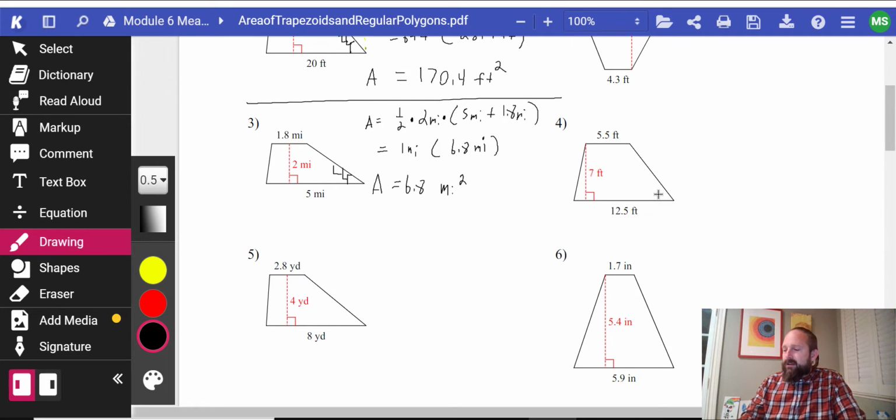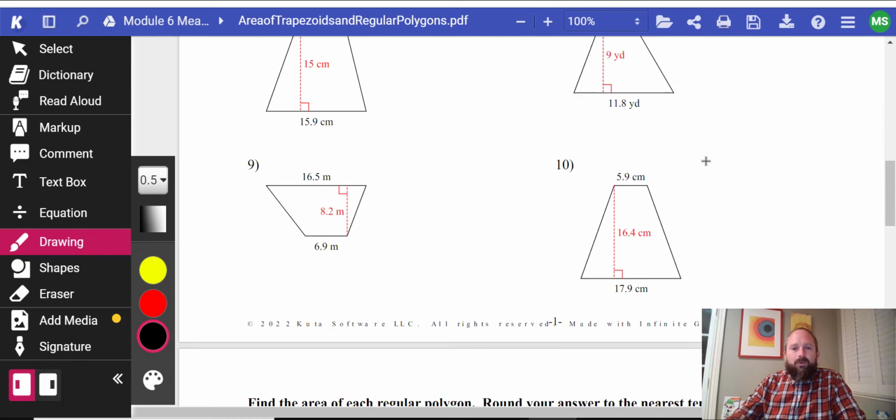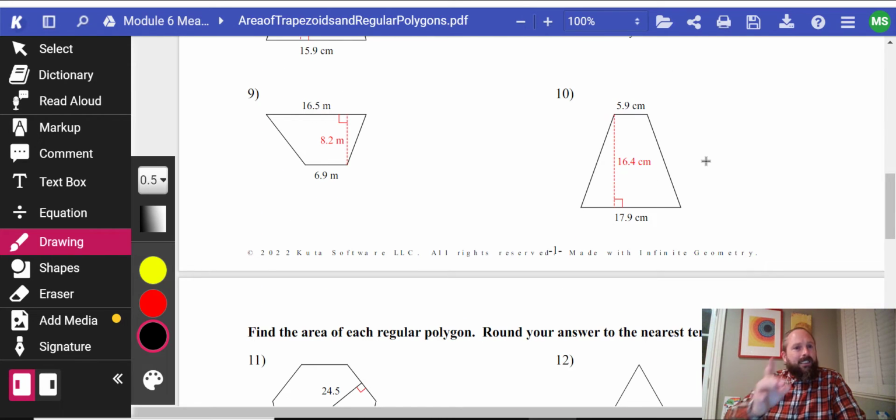All right, let's go on down to the next part. Now don't forget, you're going to figure out all of the other areas of the trapezoids. Make sure you write out the equation and then plug and chug. Input your numbers they give you and figure out what is the area of each of these trapezoids. All right.